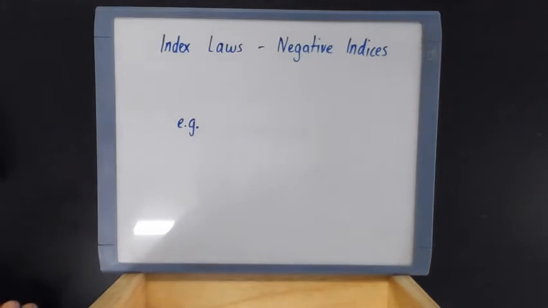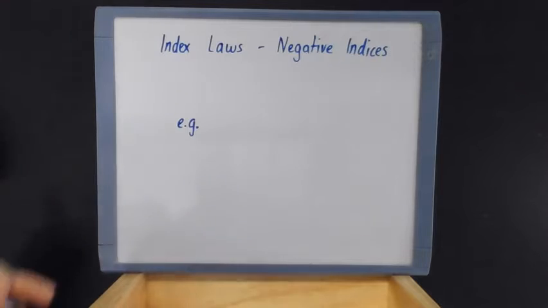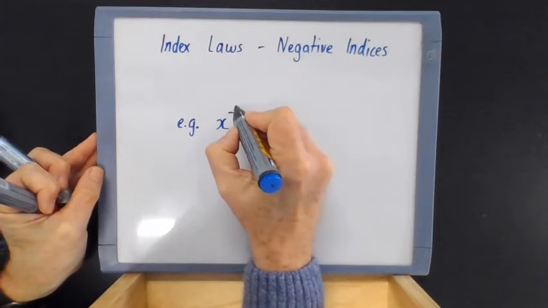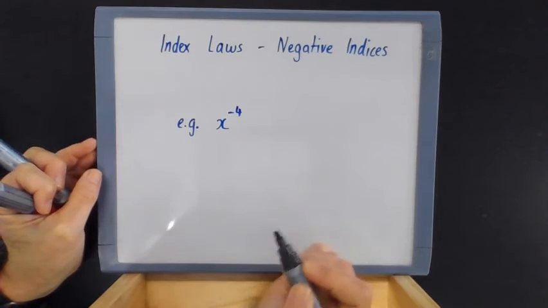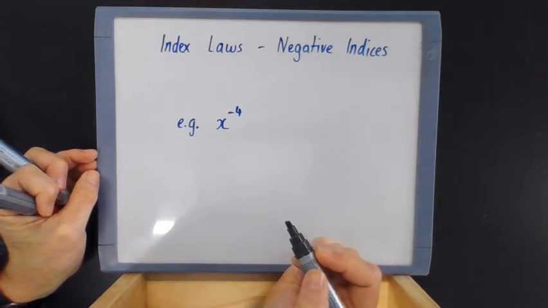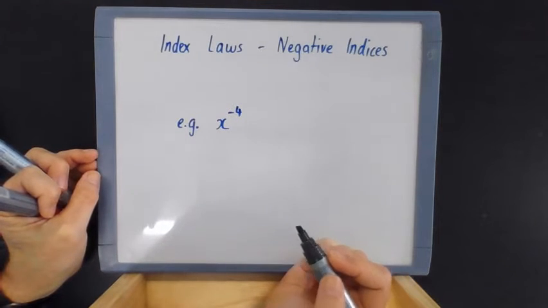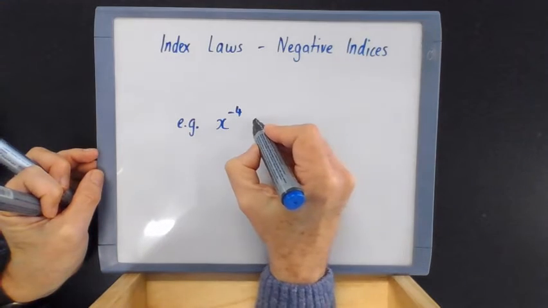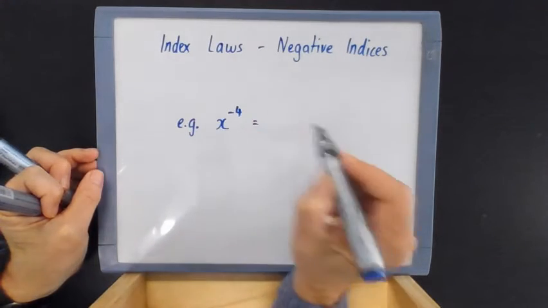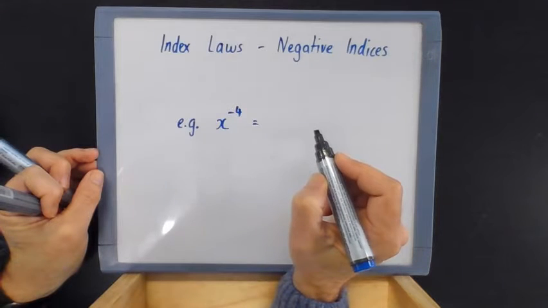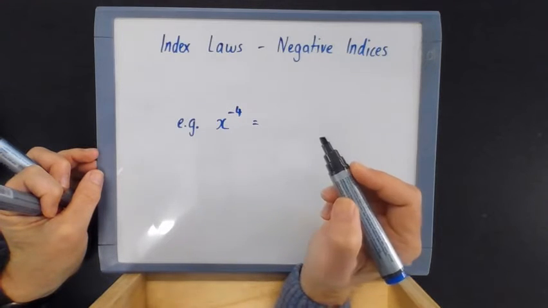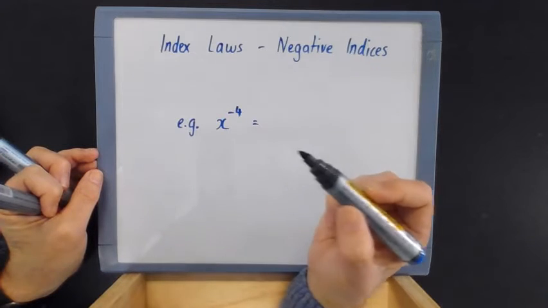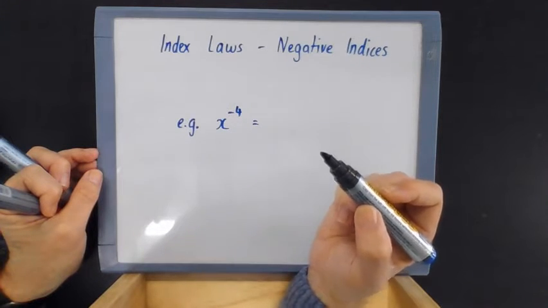Another index law has to do with negative indices. So when we have a situation such as x to the minus 4, what does this mean? Now, all it really means, in terms of the way that we need to work with that, is a negative indice can be turned into a positive indice by simply putting it on the top or the bottom of the fraction, depending on where it was to start with.